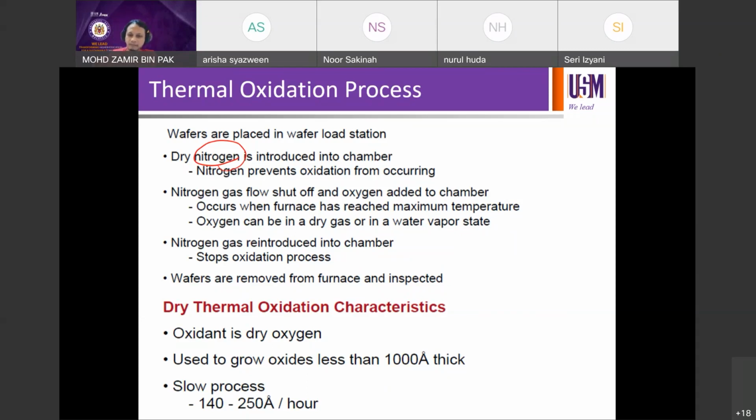Anyone? Tak ada gas masuk, tak ada vapor. Ada tak thermal oxidation taking place? Okay, I'm gonna say no. Any other? No. Okay, lagi. Anyone says yes? We have two no's. Any yeses? Akila, how about you? Yes or no?